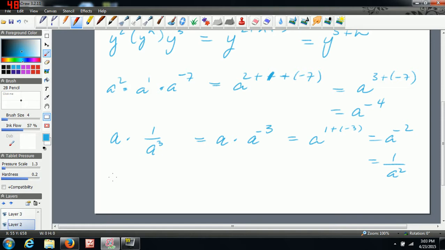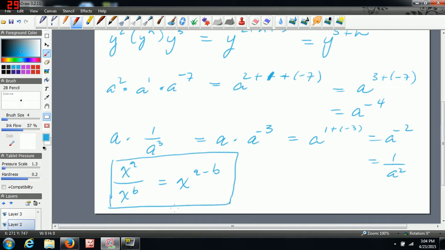And for dividing, the basic general rule is x to the a over x to the b is just equal to x to the a minus b. So when you're dividing two things with the same base in algebra, you just subtract the exponents. So that's another general rule, and this one could be applied to any example.